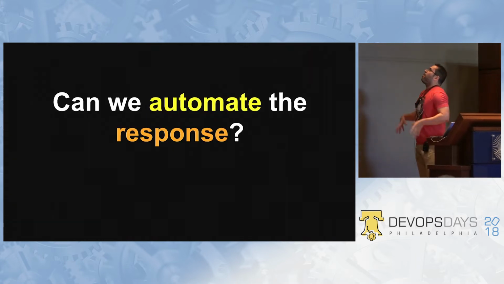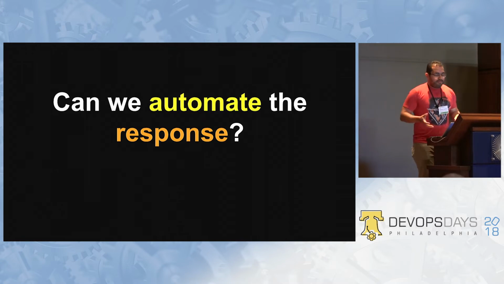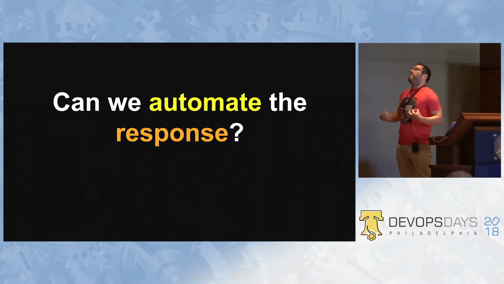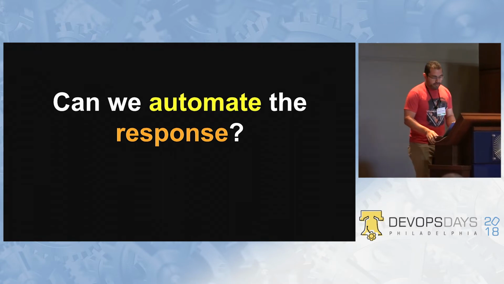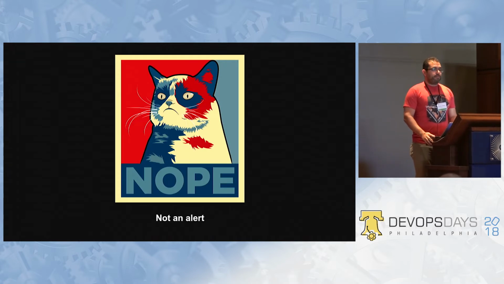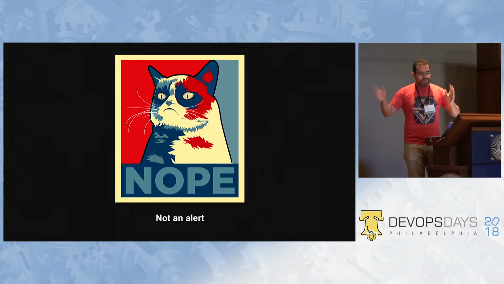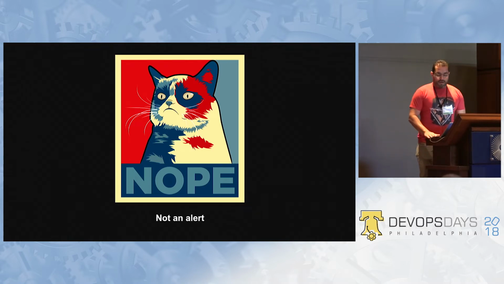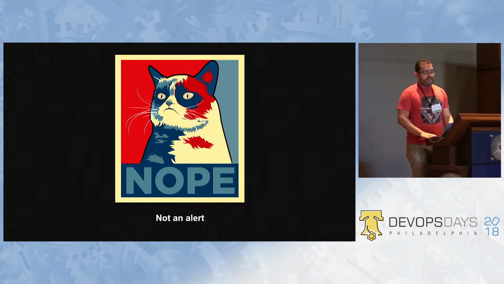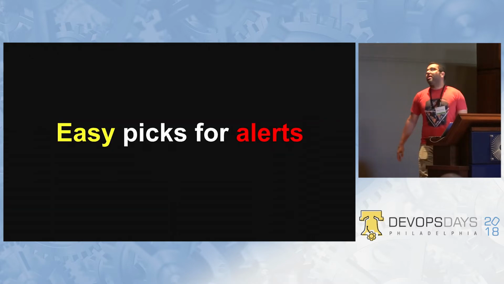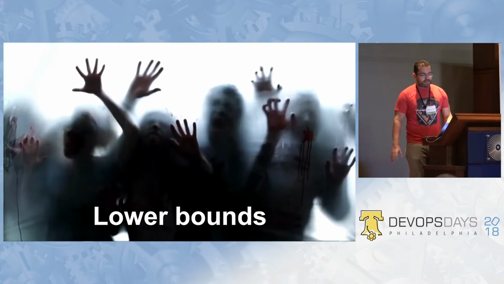So the first question that we should ask for an alert is, can we automate the response for this alert? If we can, it's not an alert. That's the first thing. Can we have an automated tool that's going to fix it? Not an alert. Don't alert if it's something that could be automated. Just do the automation. So, easy picks for alerts that most of the time we should have in the system.